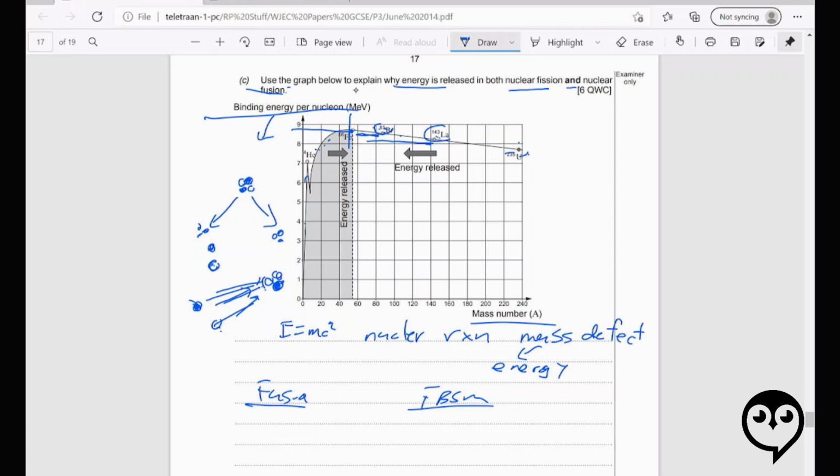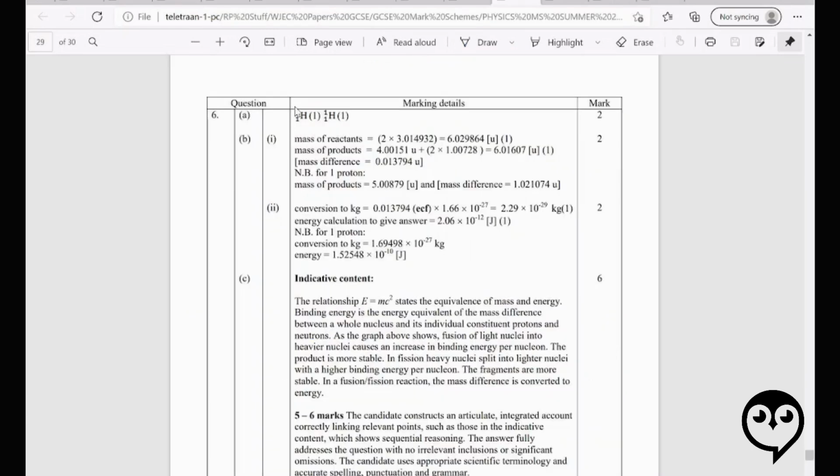So I don't know. It says use this graph to explain why energy is released. I feel like we've done that, but I don't know if we're up there for the 6 marks. So maybe we can take a look at the mark scheme and see what they're going for. Okay, so we had deuterium and a normal hydrogen, so 1 mark. Oh, 1 mark each for those.